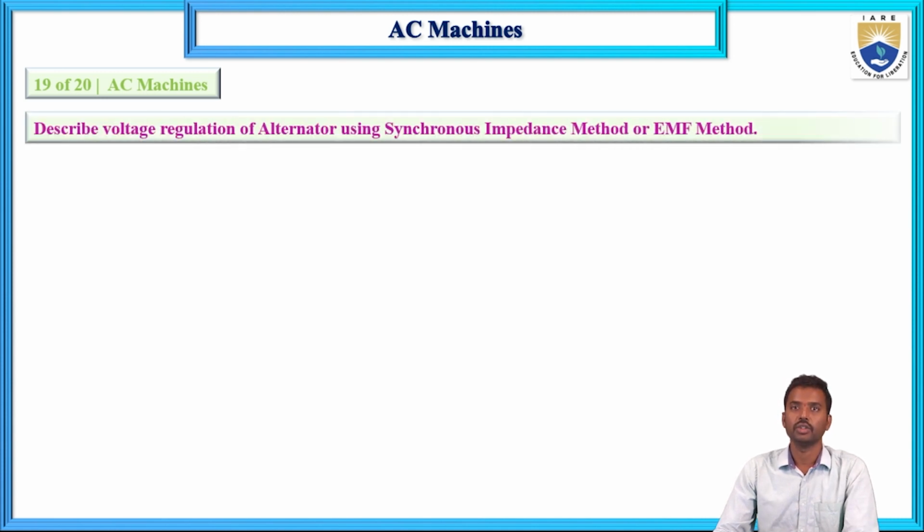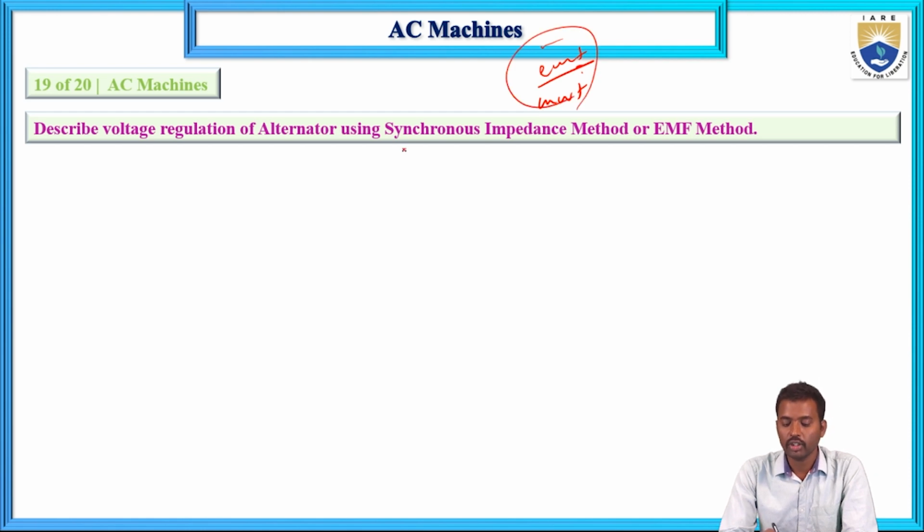Next, 19th question: voltage regulation of an alternator using the synchronous impedance method. Same thing here, we will use the synchronous impedance method, that is the MMF method. Another method is the EMF method, that is the ampere turn method, and the Potier method. So there are three methods. First, voltage regulation of an alternator using the synchronous impedance method.